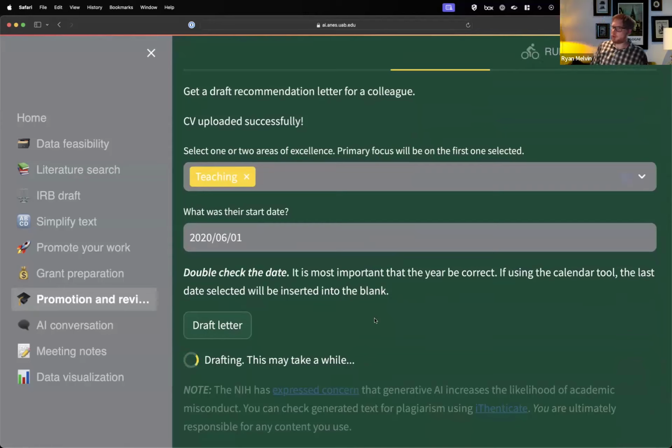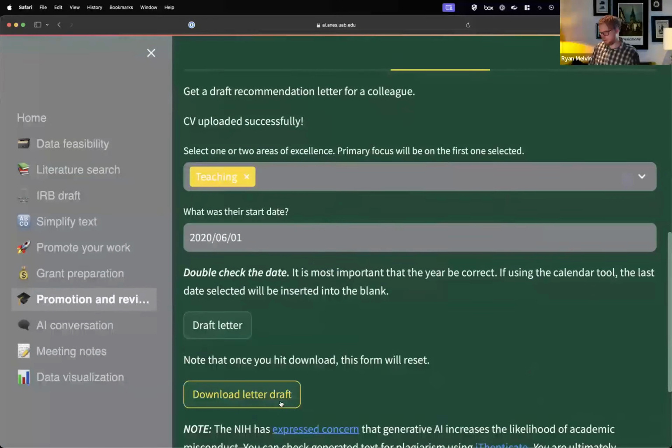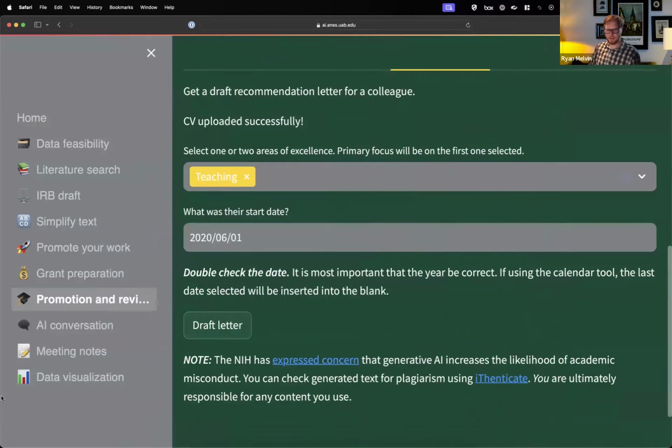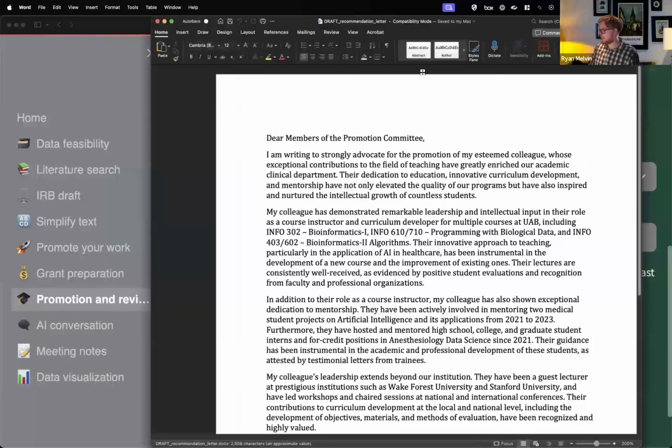But what we've been told by those same department chairs who use this is it got them about 70% of the way. And so now we're saving clinical department chairs 70% of the time that they normally spend year to year creating recommendation letters, and those numbers get big fast. I'll show you the letter it drafted for me. I'm also super grateful that this thing is going fast today. Sometimes these tools are a little slow.